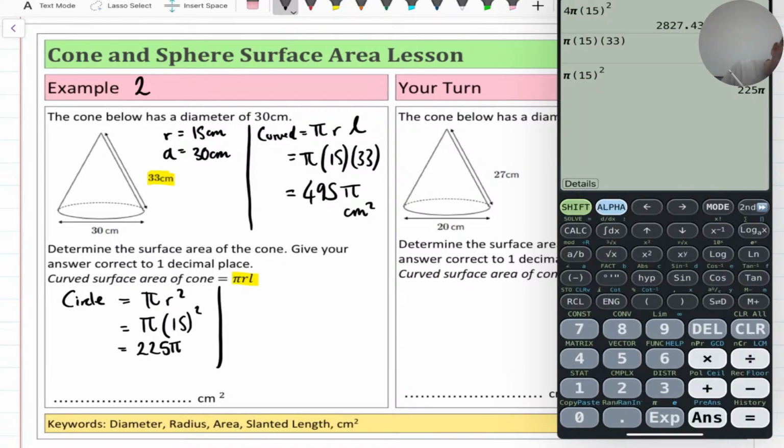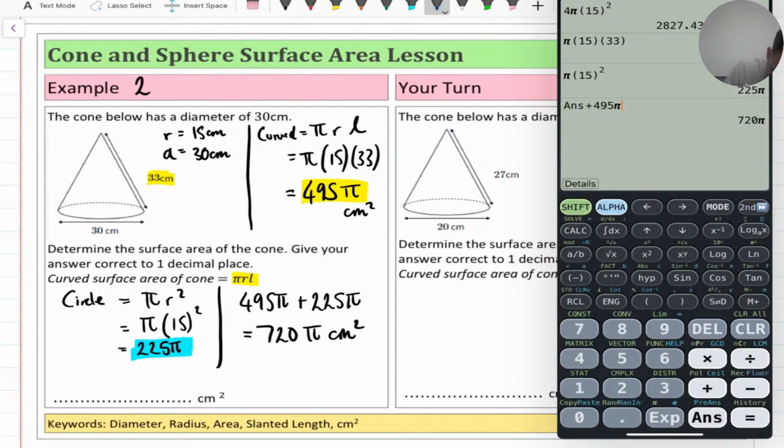Now, to work out the total surface area, we need to add the curved part from the top, and we need to add the circle on the bottom. So it's that curved part around the side here, and the circle on the bottom. So this is going to be equal to 495 pi plus 225 pi, which gives us a total of 720 pi for this one, centimetres squared.